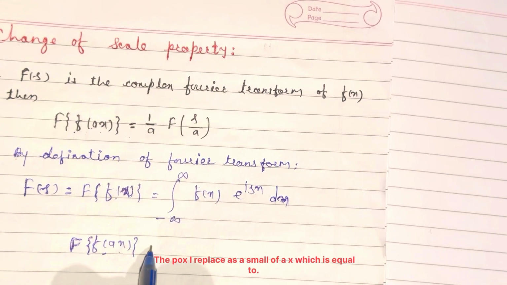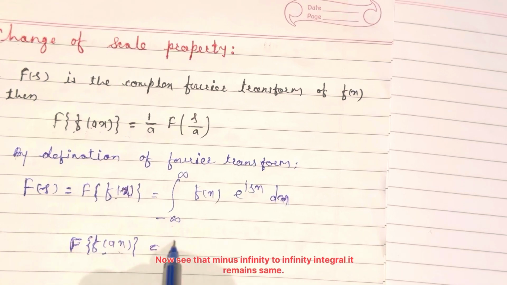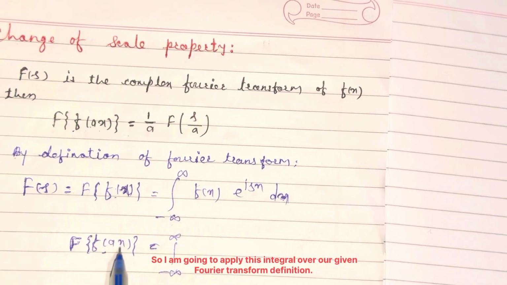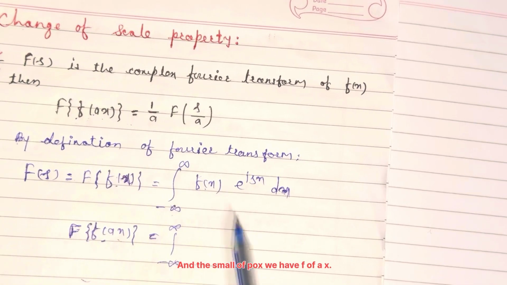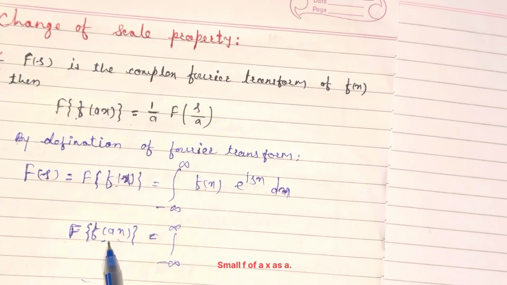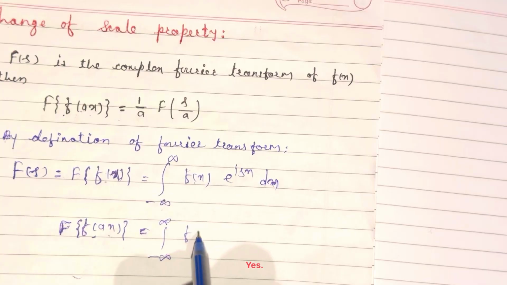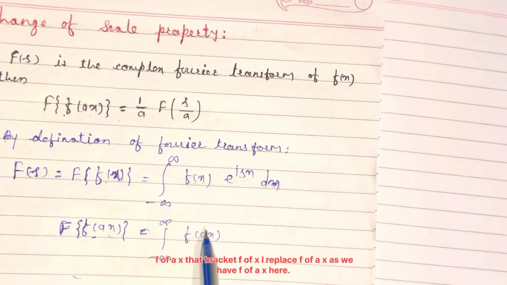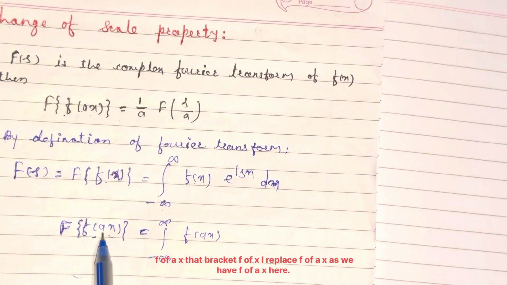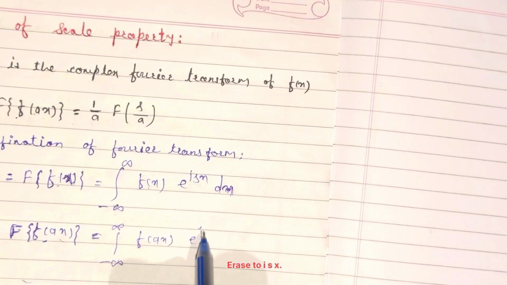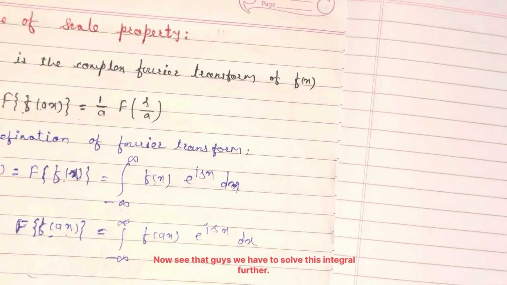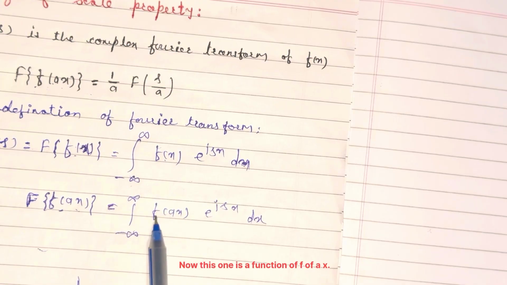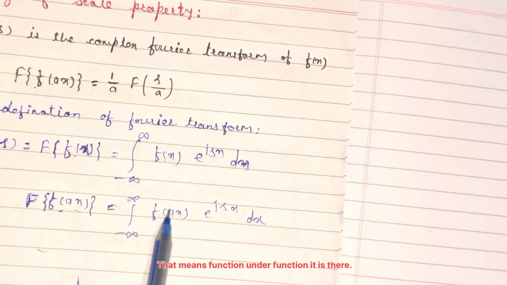This is equal to the integral from minus infinity to infinity, which remains the same. I apply this integral over our given Fourier transform definition, and where we have small f of x we now have f of ax, so f of ax e raised to isx dx. Now see, guys, we have to solve this integral further. This is a function f of ax, which means there is a function under a function.